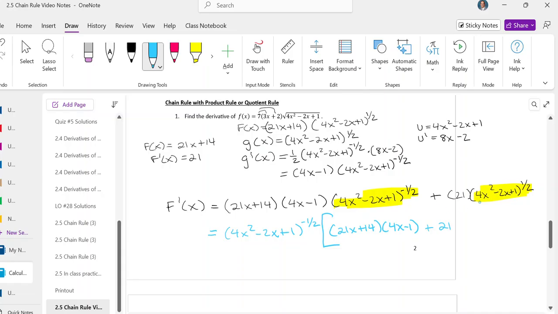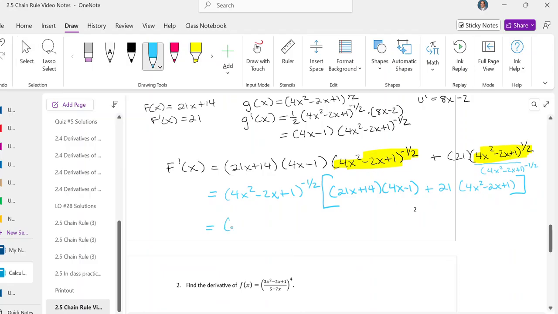And then remember, when you take out something to the negative 1/2 power, it's like dividing. And remember, you subtract the exponents: 1/2 minus the negative 1/2 means you have 4x squared minus 2x plus 1 to the first power. So what that means is that now you can multiply this stuff out. So you have what you factored out. And then in the brackets here, first we can FOIL.